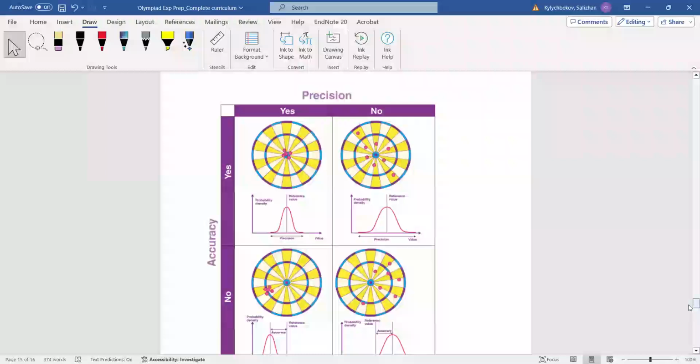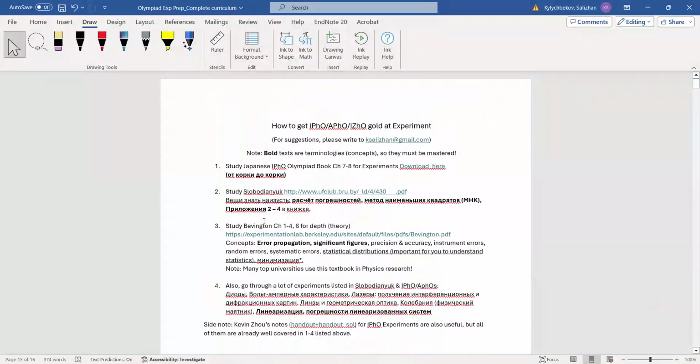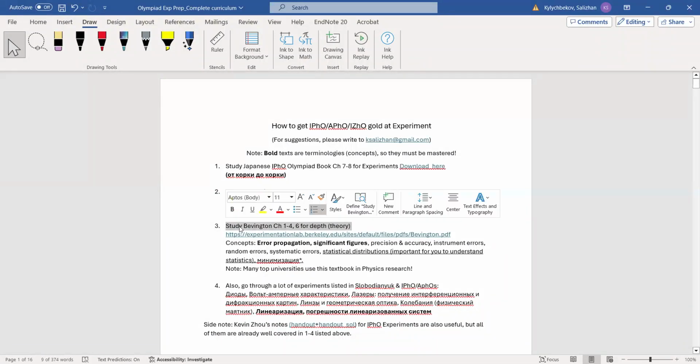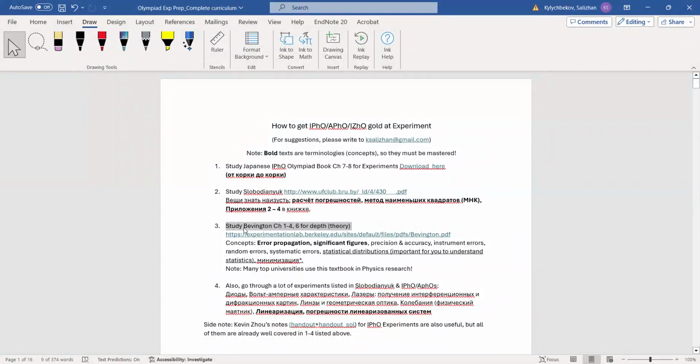Bevington's book explains that too, but in Bevington there is too much extra information for the first look. When you are advanced, let's say you are at the level of getting a silver medal at IPhO, then it's a good time to study this book.